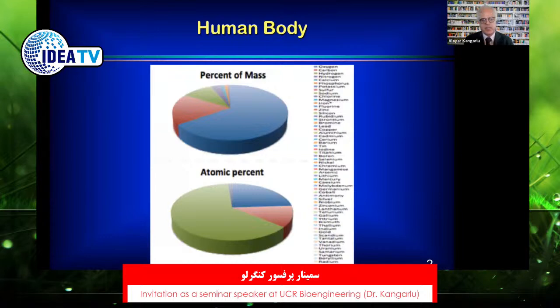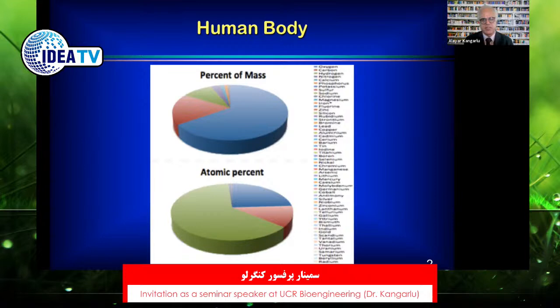And on the upper pie chart, you can see the percent of mass by different elements in the periodic table. The blue color represents oxygen. So oxygen by mass is the largest constituent of biological tissues of the human body. The second one is carbon, in red color, and the third one by mass is hydrogen.